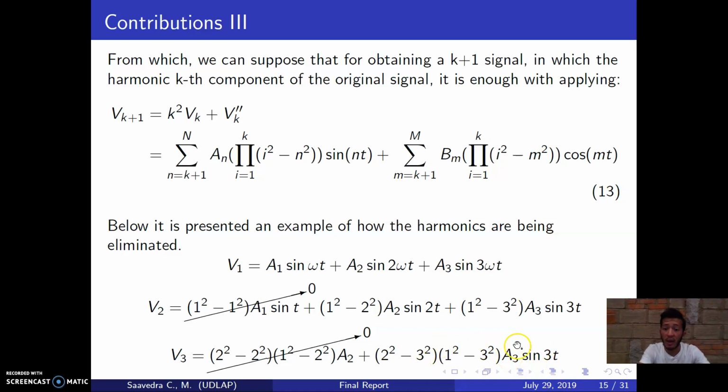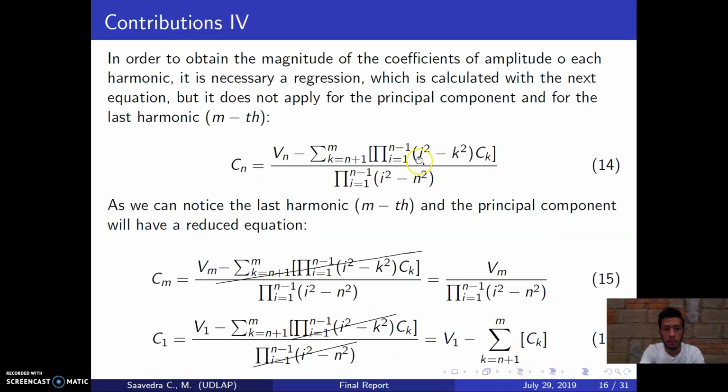So now that we have this, we can already apply the analysis of linearity in order to obtain the amplitude. So once we have the amplitude of A3, we have to obtain the other coefficients. So we need a regression, and this is going to be made like this.